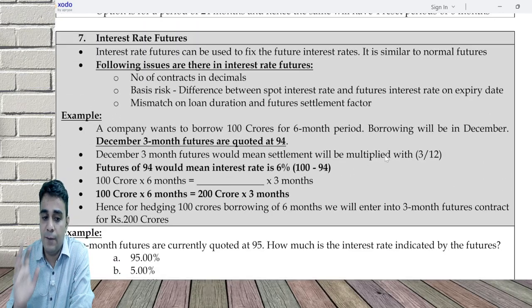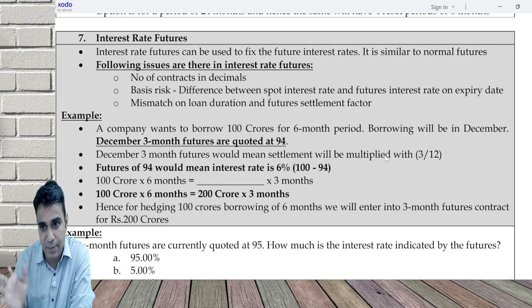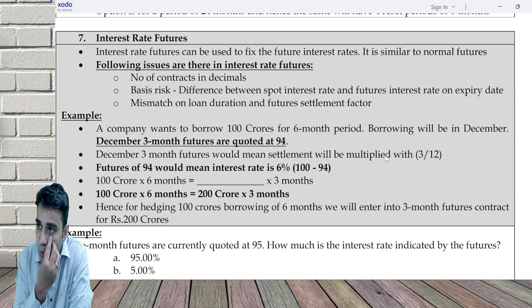Now coming to interest rate futures. Interest rate futures can be used to fix the future interest rate like normal futures. Three challenges are there. The third challenge I did not discuss, but that can be sorted out easily. First challenge is the number of contracts in decimal. Second challenge is basis risk, the difference between the spot interest rate and the future interest rate on the expiry date. Third is something called the mismatch of loan duration and future settlement factor.